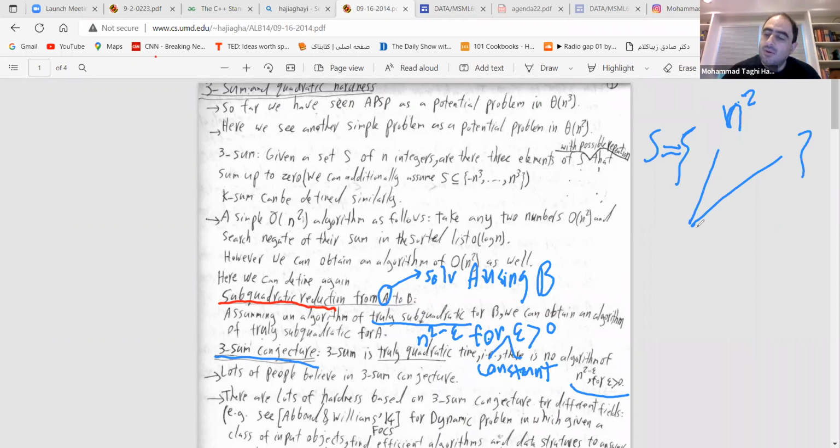So that's also interesting: can we do better for four-sum? Of course, n to the 3 exists for four-sum, but can you do n square? You can think about this one as an exercise. This is for the four-sum problem. You want to see whether you can do n square or you need n cube. That's an interesting assignment.